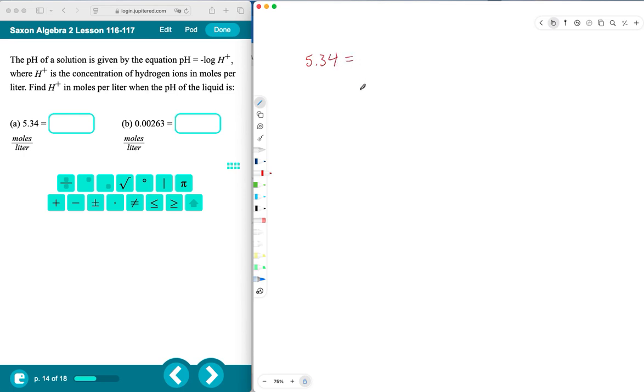What you're going to do is say 5.34 is equal to the negative log of H plus. So this is the pH, and we're finding H plus. This is going to be a base 10 here. I'm trying to remember how to solve for that. It doesn't matter. I'm going to just look at the answer.